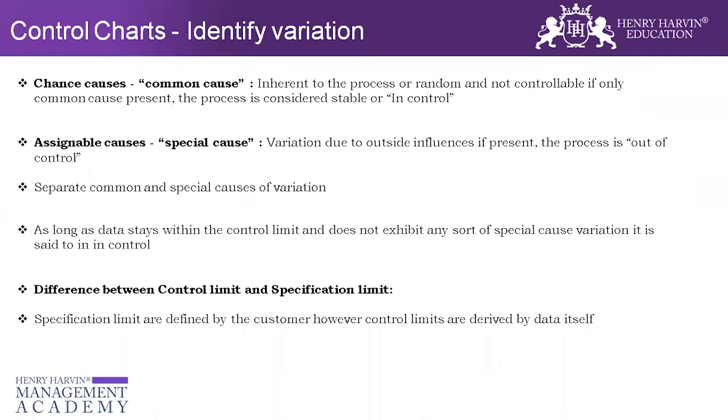I want the quality to be between 90% to 95% or 100%. So that's the upper limit and that's the lower limit. That is defined by the customer. However, in a control chart, what we need to know is the control limit. Control limit is something which is defined by the data itself, not defined by the customer. So when we prepare control charts, you would see that there are control limits already there. That is what is referred to as control limit. So specification limits are defined by the customer. However, control limits are derived by the data itself.